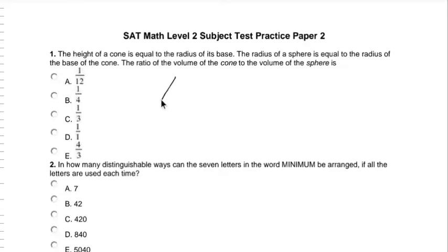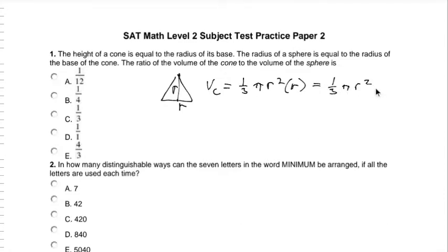So let's look at the first information. So the radius is equal to the height, so r and r. So the volume of the cone, VC, is equal to 1/3 pi r squared by h, but remember h is now equal to r. So that's equal to 1/3 pi r squared by r, which is going to be r cubed.